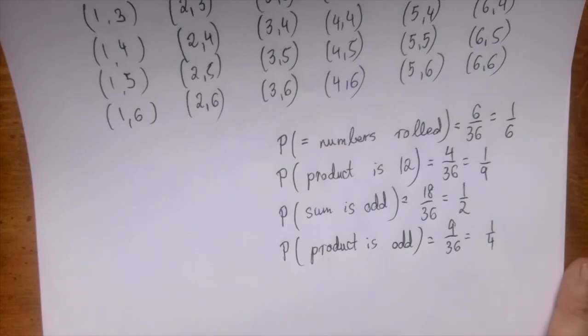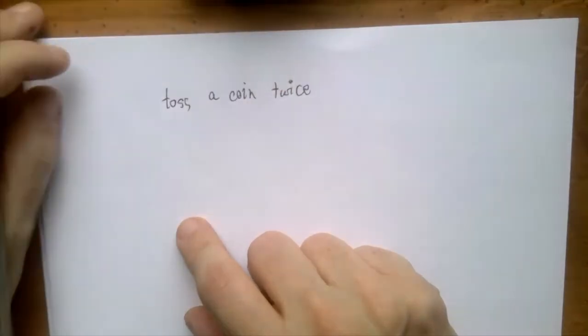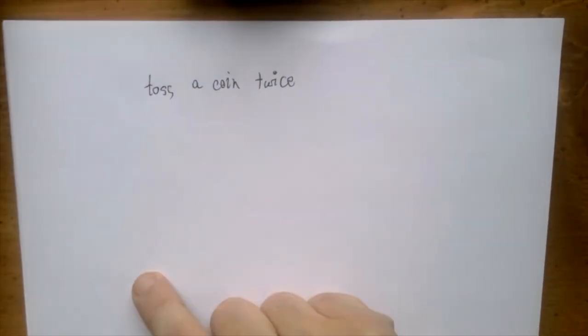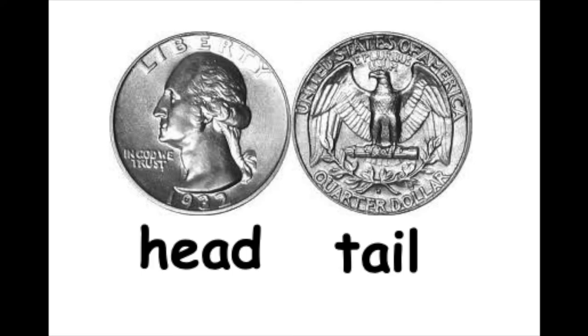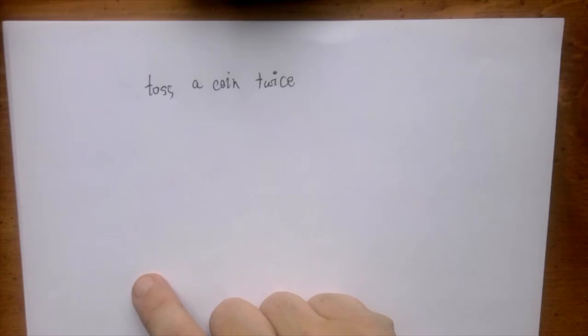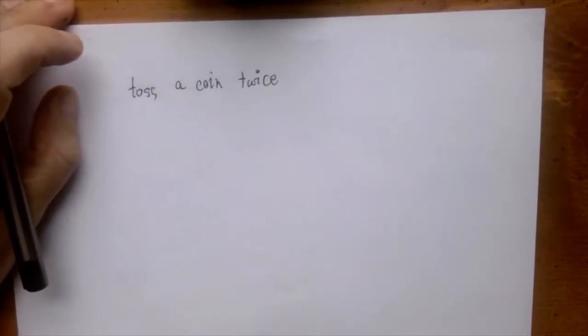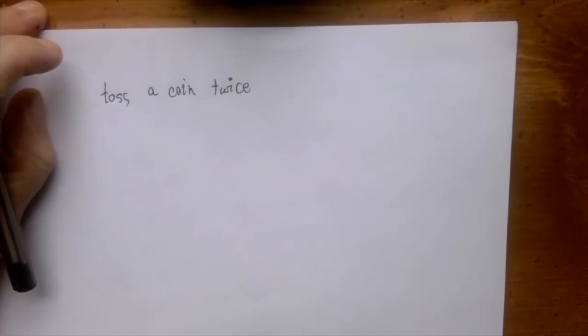Okay, let's look at some other probabilities. So we toss a coin twice. When we toss a coin, there are 2 outcomes. One of them is called head, which I get, and the other one is called tail. I have no idea why. We will not have to recognize which is which. So we toss a coin twice. What is the probability that both of them will be heads?